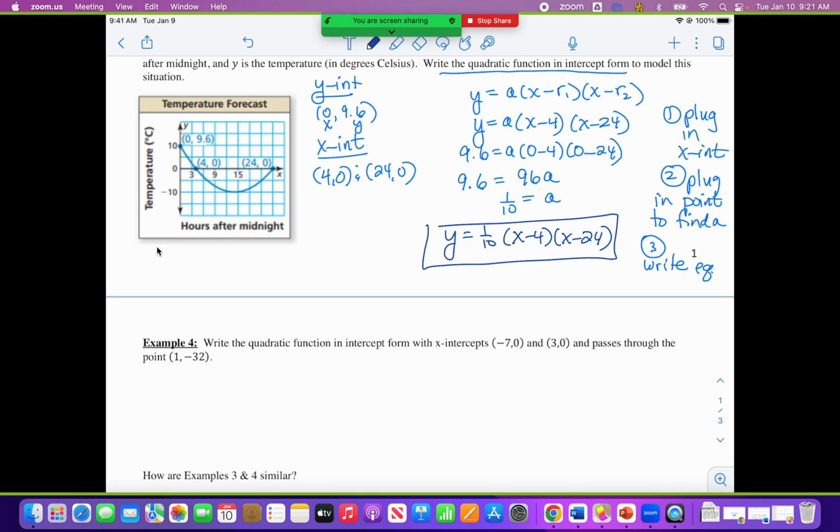All right, try example 4 on your own. I did one and now I want you to do one. It says write the quadratic function in intercept form with x-intercepts -7, 0, and 3, 0, and passes through the point 1, -32. The other point does not have to be the y-intercept, okay? So in example 3, my extra point was the y-intercept. It just has to be some other point on the parabola.